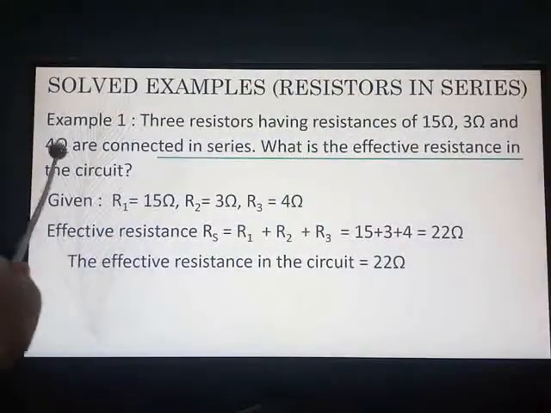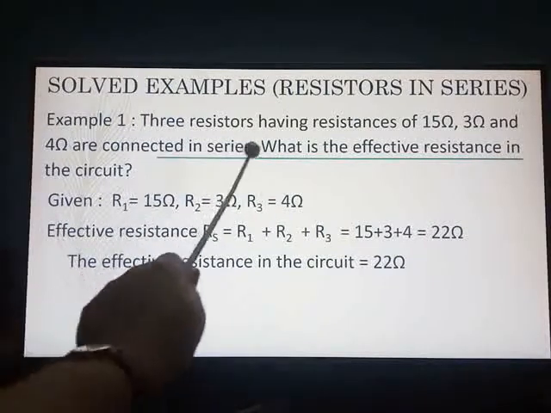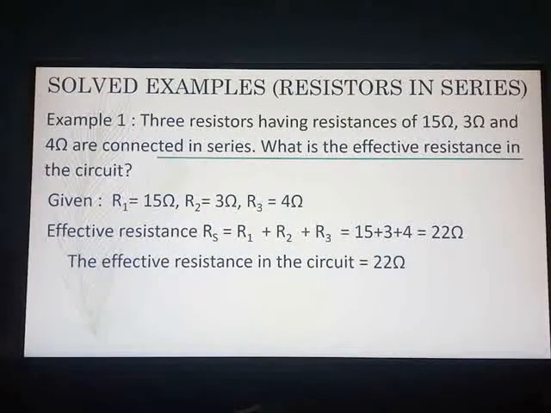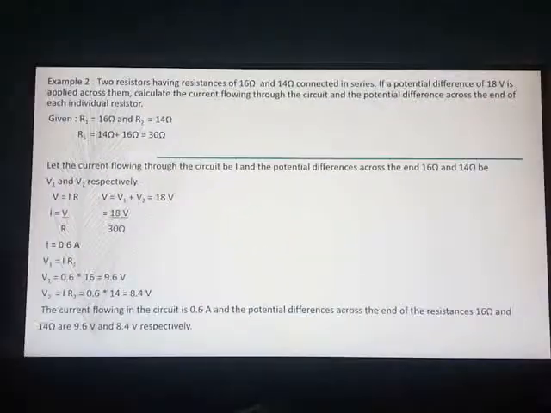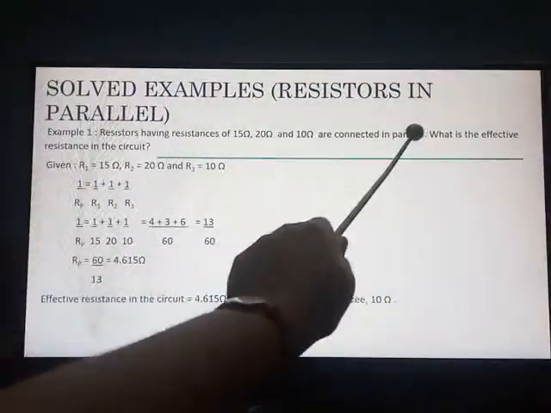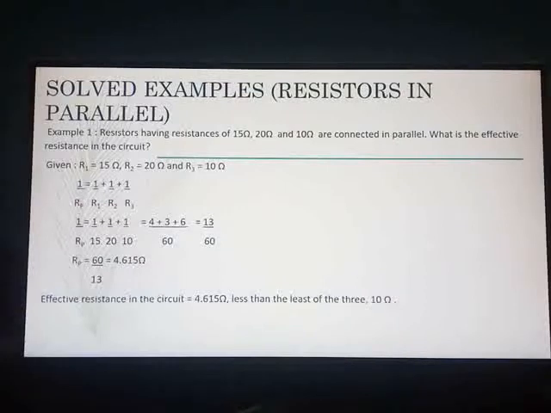You have seen the example here. They are connected in series. What is the effective resistance? Here the only change is that these resistors are connected in parallel. What is the effective resistance?